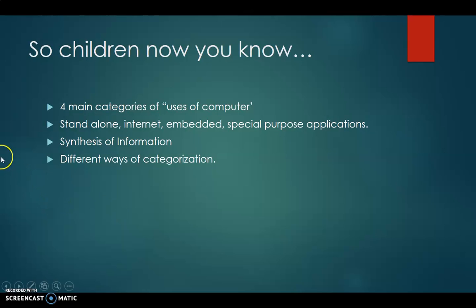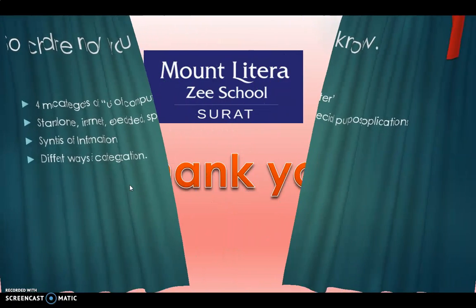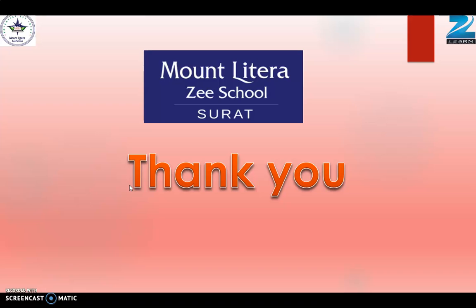So now you know four main categories of uses of computer, that is standalone, internet, embedded, special purpose applications. You also know how to synthesize the information and the different ways of categorization that we have seen through example. So children, keep observing surrounding you, what are the different devices you see, what are the things you see, try to categorize these. Till then, goodbye and thank you.